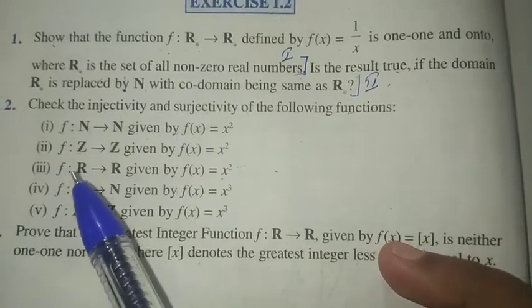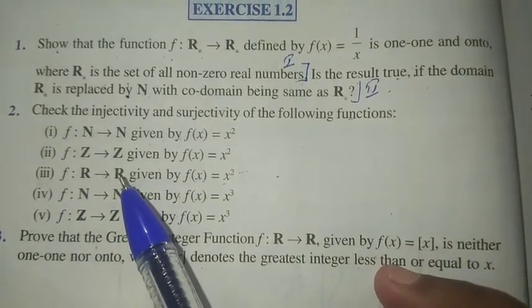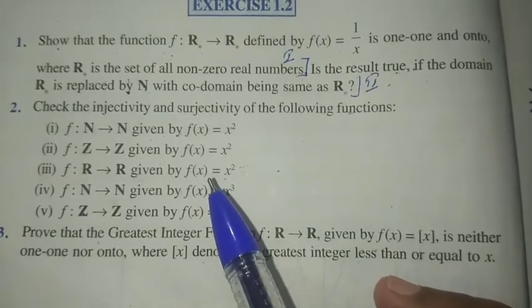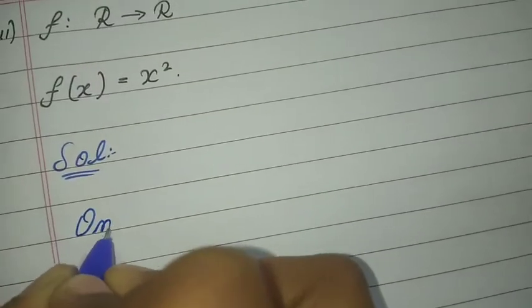Subdivision 3, function from R to R, real numbers, given by f of x is equal to x square. First, 1 to 1.